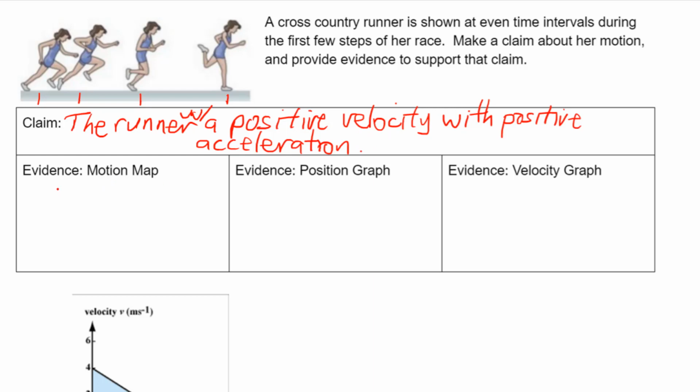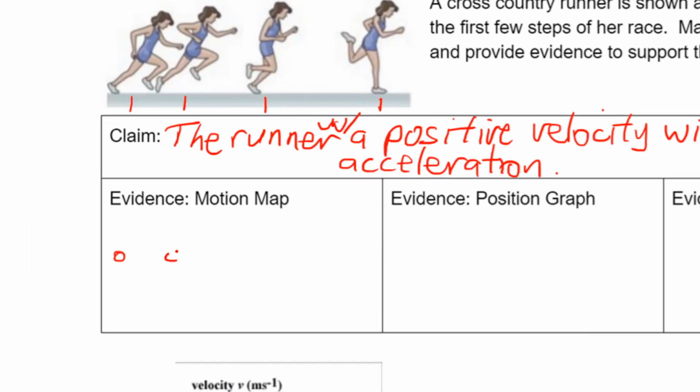First, I'm going to make some evidence with a motion map, and I can put dots lined up with where they are above. That's position 1, 2, 3, 4. Let me go ahead and draw on those arrows. A motion map provides the direction with the way the arrow faces and the length of the arrow to indicate what the velocity is.